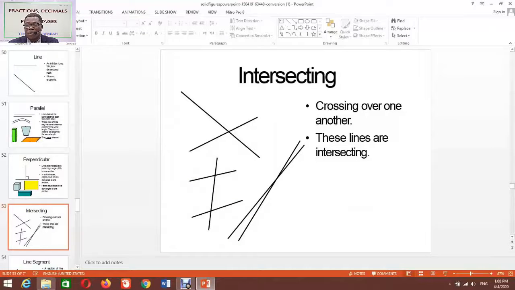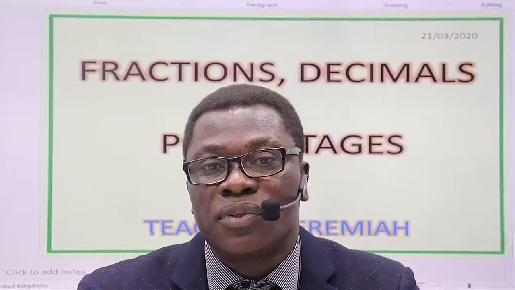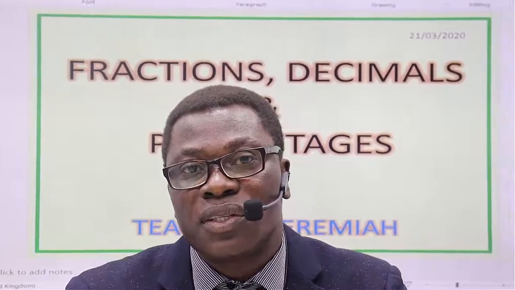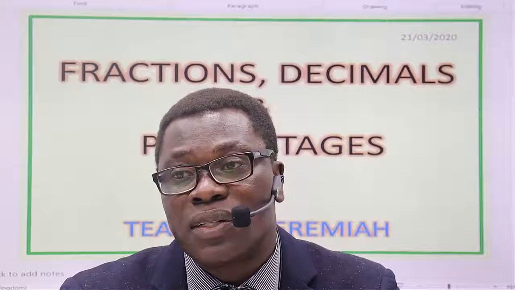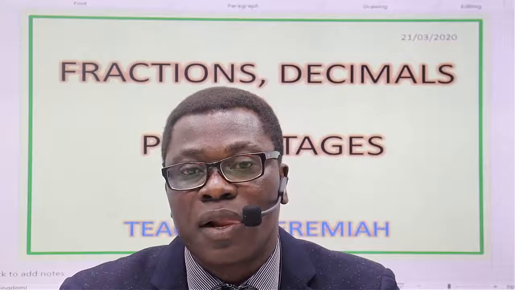Intersecting. Intersecting is crossing over one another. These lines are intersecting lines. Line segment. A section of line bounded by 2 endpoints. A line segment is not continuous.